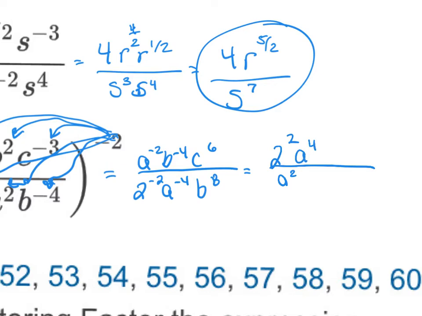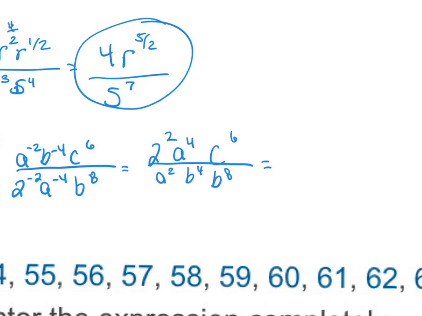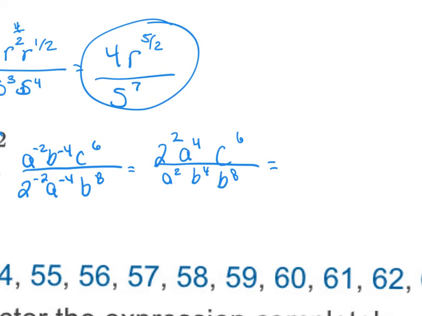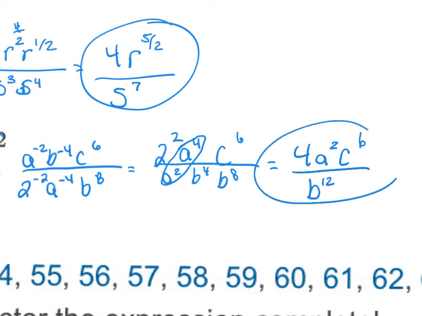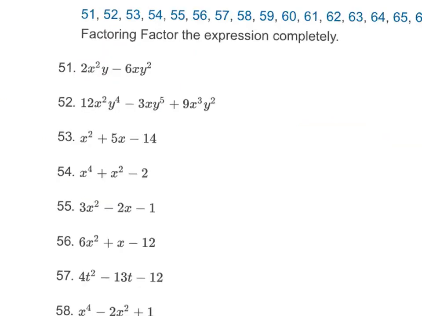b to the 4th, I'm going to move down. And b to the 8th. And then c is going to stay up here. So when I simplify this, 2 squared is 4. And then if I have the same bases and we're dividing, we're going to subtract exponents. So this becomes a squared, c to the 6th, over, add your exponents of 4 and 8, and you get 12.